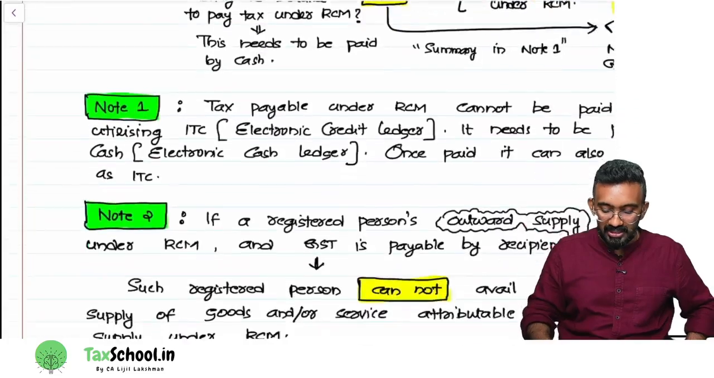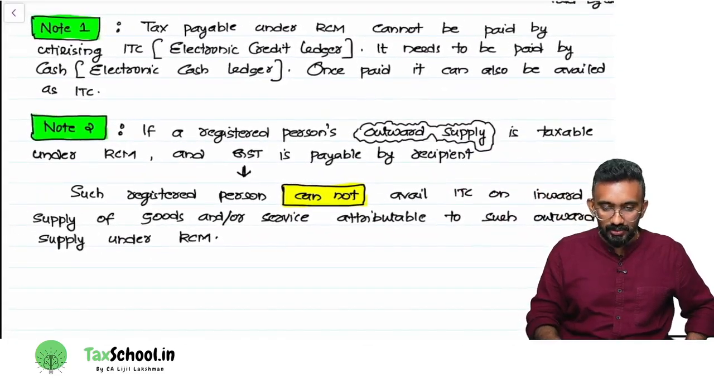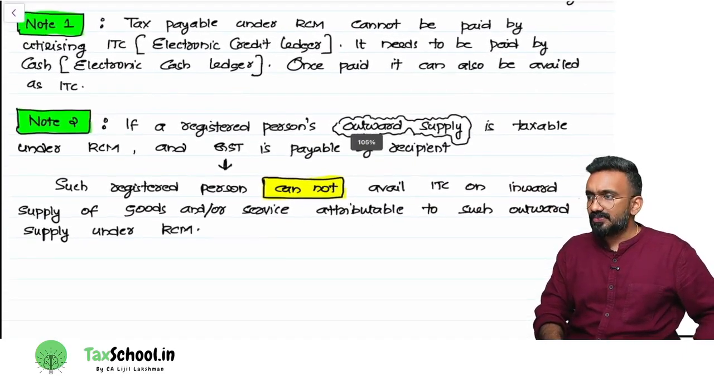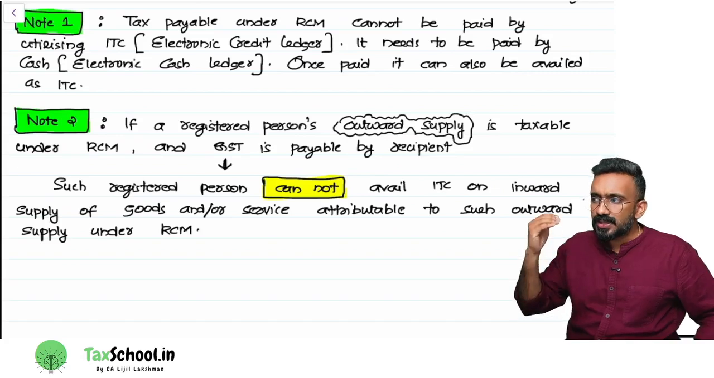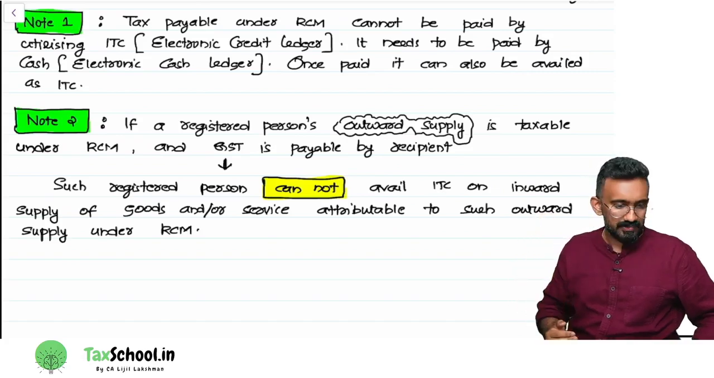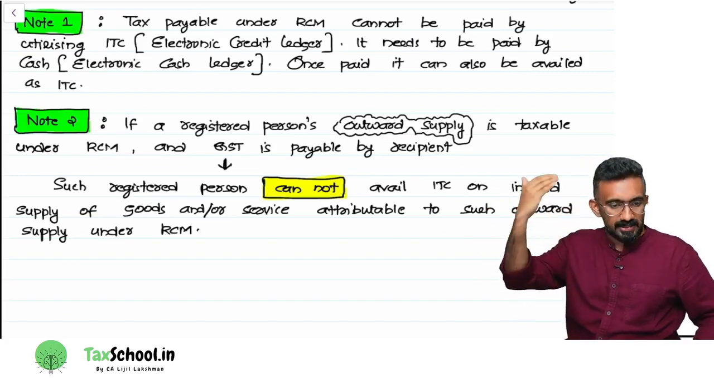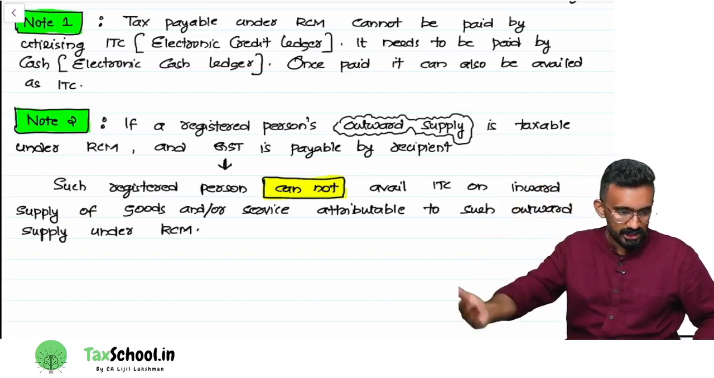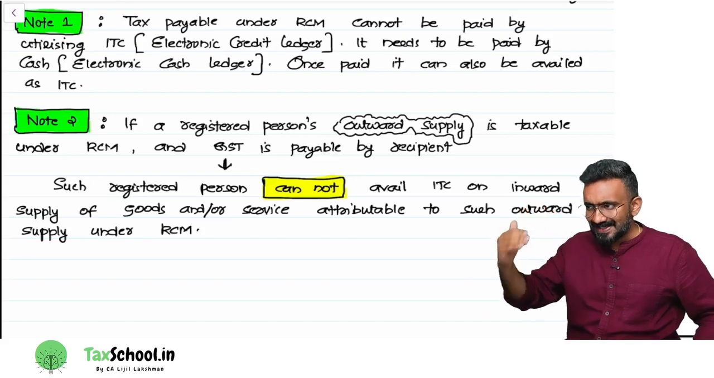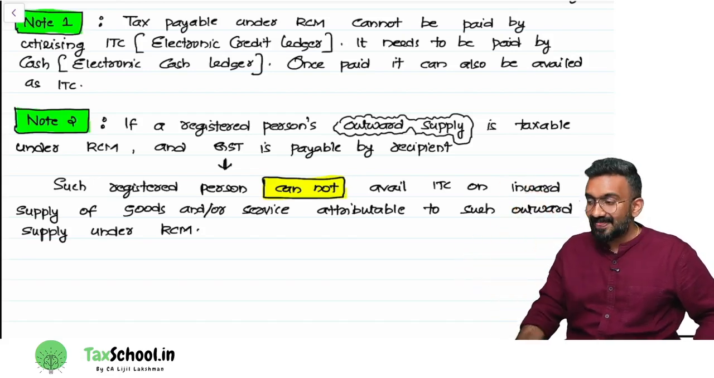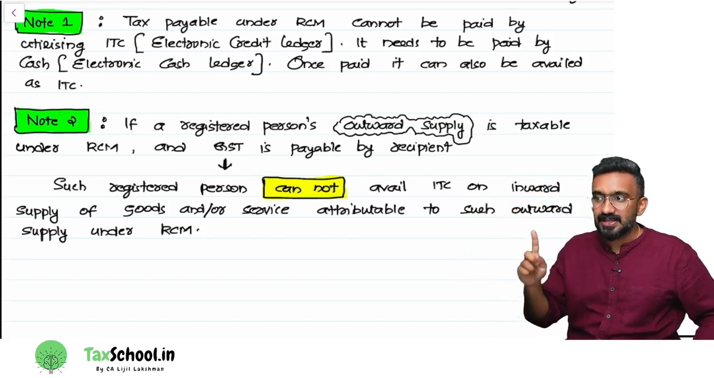There are 2 notes that we have to understand. What does note number 2 say? Let's go ahead and read note number 2 carefully. If a registered person's outward supply is taxable under RCM, so Mr. A is making outward supply, and Mr. B is paying taxes under reverse charge mechanism, then GST is payable by the recipient.